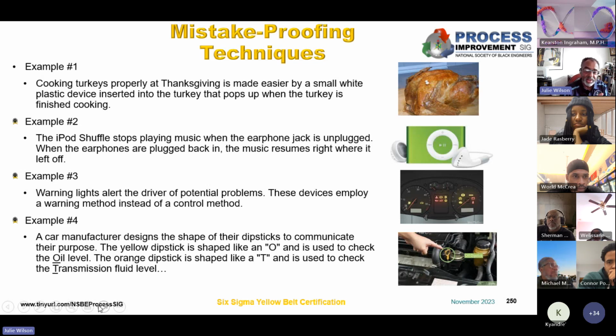I always knew where the oil was and I knew what the transmission fluid was. It didn't dawn on me that the reason you have this loop in the oil dipstick is because it's made to look like an O for oil. And the transmission dipstick has a T-shaped handle because it's for transmission fluid. But these are just some things to keep you from making the mistake of putting oil in your transmission fluid or vice versa.